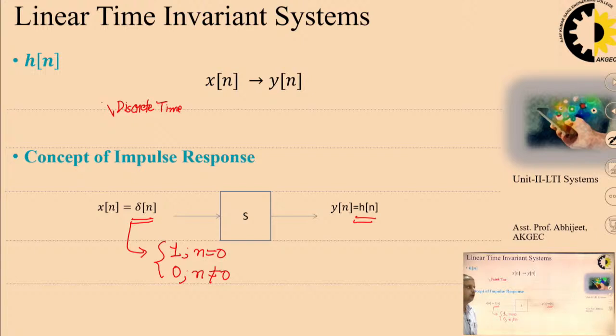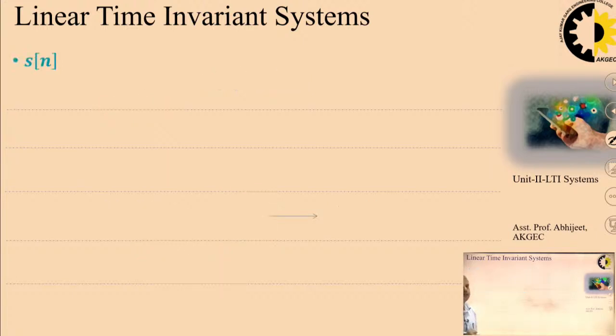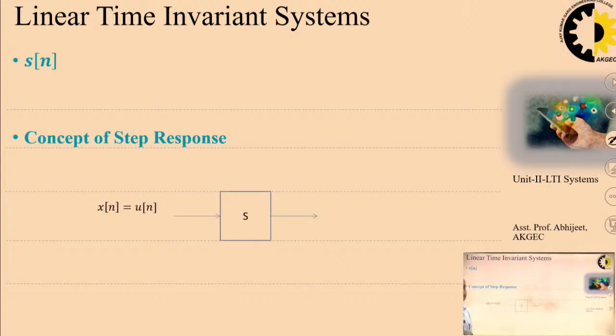Similarly, there is also one quantity which can be used for LTI systems, said to be the step response of the systems. So the second signal that is important is the unit step signal, which is u of n. When the input is the unit step signal, the output is said to be the step response of the system.